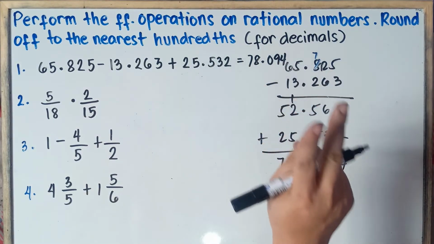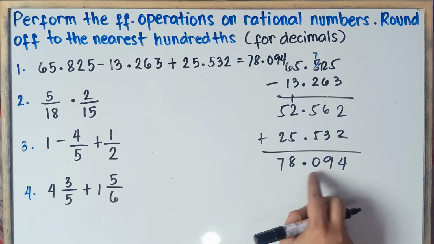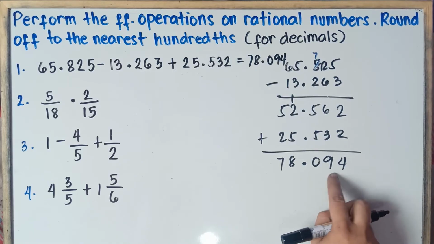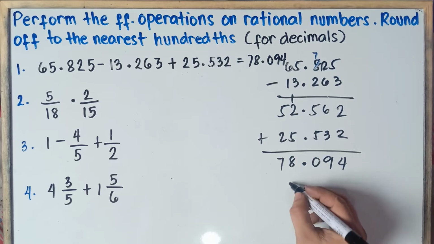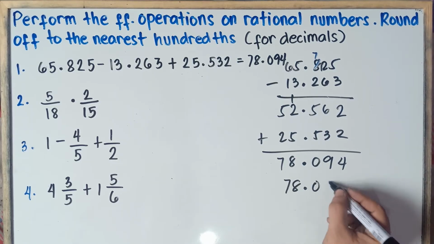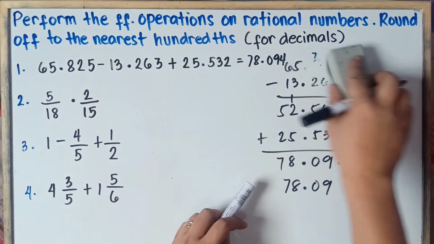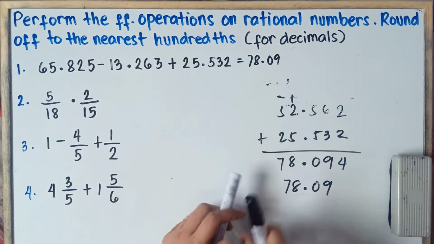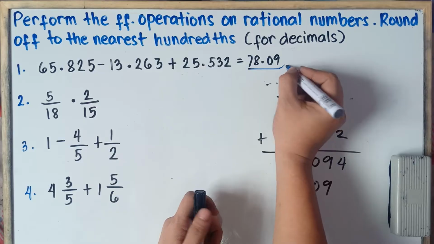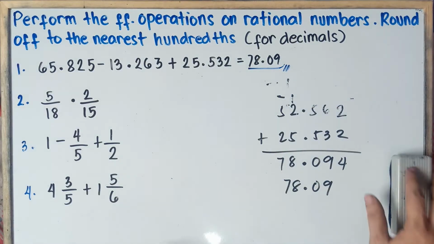Now, once again, class, we are told to round our answer to the nearest hundredths. So, 2 decimal places, class. 78.094. So, after 9, that's 4. Round down, class. Simply copy 9. So, 78.09. So, that would be our final answer for number 1. 78.09. That's it, class. That's the answer for number 1, class.